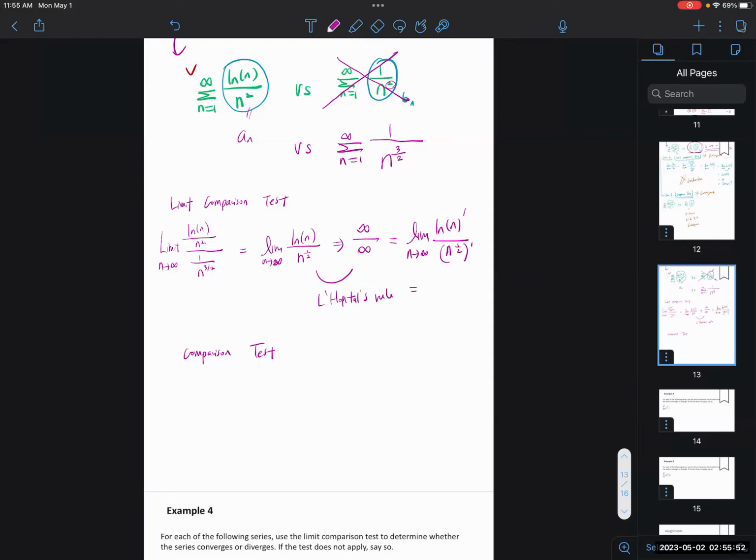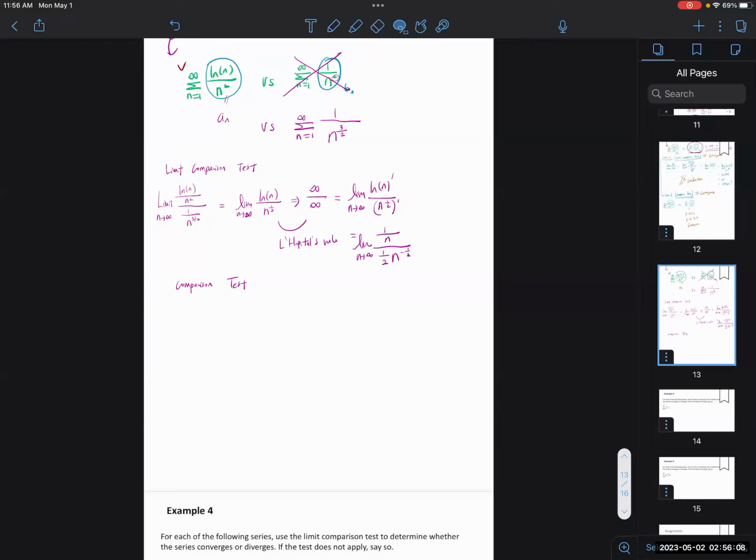If you do, the derivative of ln n is going to be 1 over n. The derivative of n to the 1 over 2 is 1 over 2 n to the negative 1 over 2. Sorry, it's a little bit ugly, but I'm just showing you. So this is going to be the limit of 1 over n over 1 over 2 radical n. Again indeterminate form, infinity over infinity, so take the derivative one more time, top and bottom.